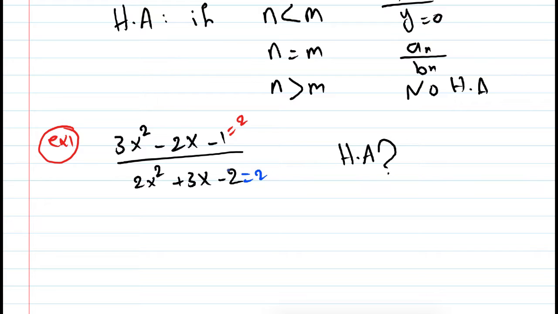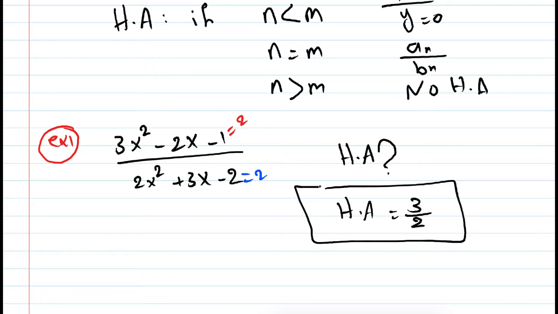So both degrees are equal, so n equals m. That means a_n over b_m is the horizontal asymptote. So what is the leading coefficient of the leading term? Well, it is 3 for the top, and 2 for the bottom. So the horizontal asymptote of this rational function equals 3 over 2. As simple as that. Okay?